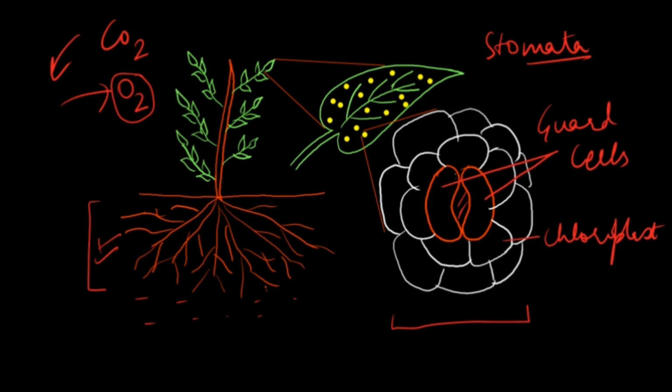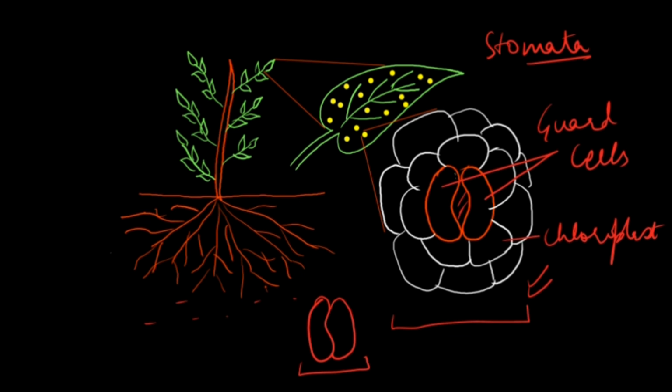Or you can say it is the open stomata, which is helpful in taking in carbon dioxide and releasing oxygen. When not functioning, it is closed and the structure becomes like this. This is the closed stomata and this one is the open stomata, right? In this way, we have seen how respiration takes place in plants.